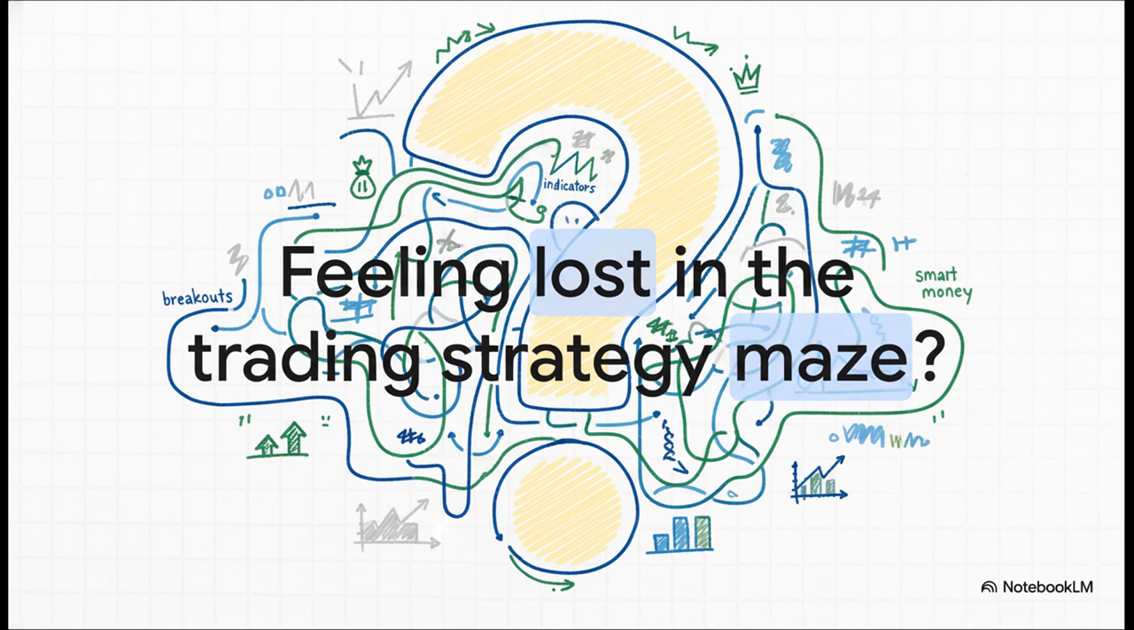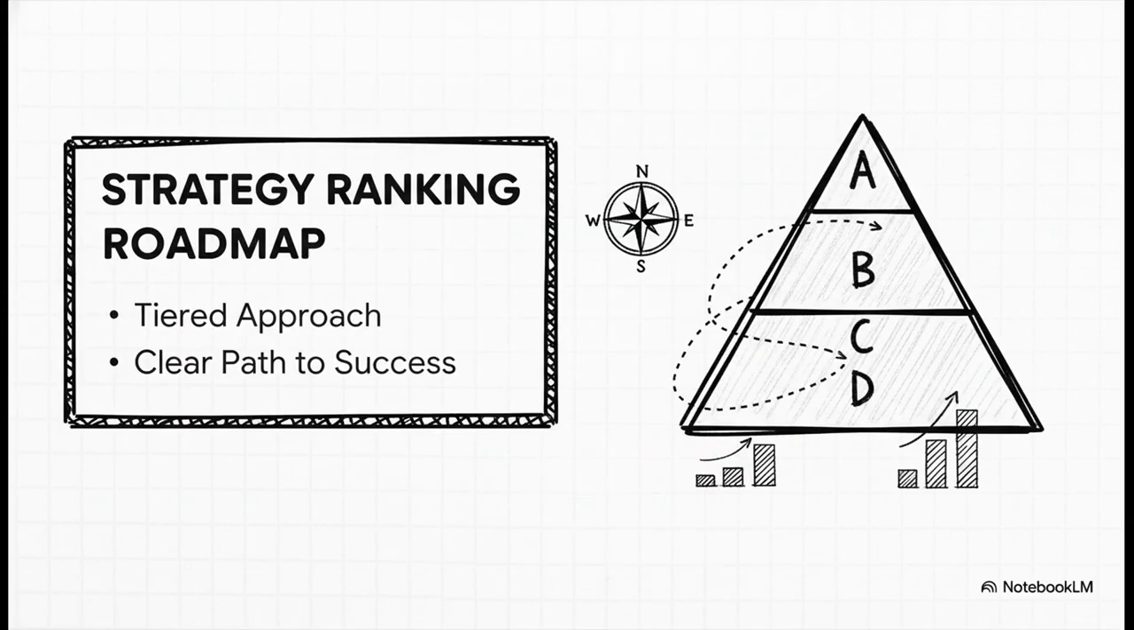So, if you're looking at the world of trading and it feels like you're staring at this giant, confusing maze of strategies, breakouts, indicators, smart money, let me just tell you, you are definitely not alone. That feeling of being overwhelmed is completely normal. That's exactly what we're going to do in this explainer. We're building a simple roadmap for you. We'll take these 10 strategies and rank them into 4 clear tiers, from D all the way up to A, so you know exactly where to focus your time and your energy.